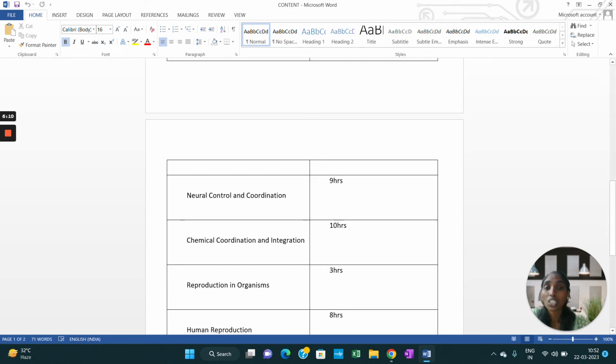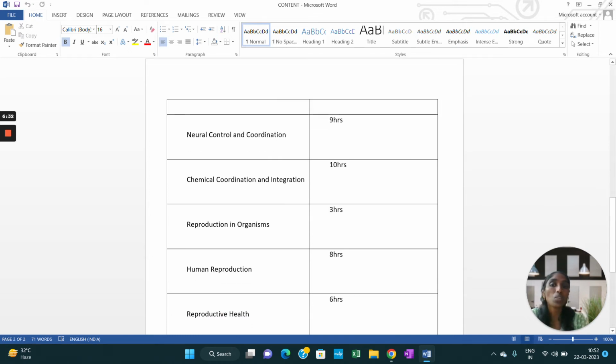Chemical coordination and integration, we are going to discuss the endocrine glands, that is the pituitary gland. Who is the master of master gland? Hypothalamus. So pituitary gland, adrenal gland, thymus gland, thyroid gland, and gonads, all these glands' functioning we are going to discuss in this lesson. And move on to reproduction in organisms. This lesson carries 3 hours.